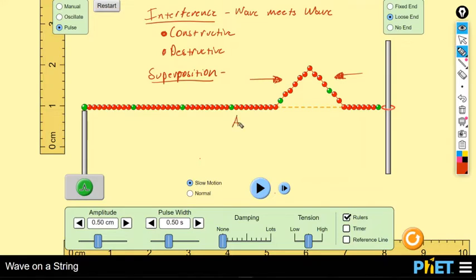So the superposition is actually the amplitude of the combined waves. So the amplitude of the combined waves will be equal to the amplitude of wave 1 plus the amplitude of wave 2. In this particular case, both A1 and A2 had an amplitude of 0.5 centimeters, and they were both positive because they were above the equilibrium. Okay, so the combined amplitude, or the superposition of these two waves, is 1 centimeter.